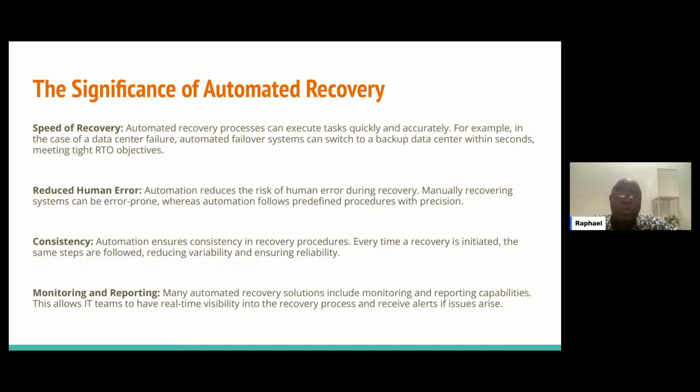Now, another point we should look at is that the significance of automated recovery is that it will help you eliminate human errors. You know that we are humans. We tend to forget things. We tend to be lazy. We tend to break down. Definitely, an automated system is less error prone and will do things with experience and learning. The more it does, the more it learns, and the more accurate it is.